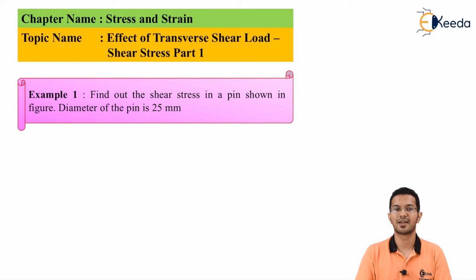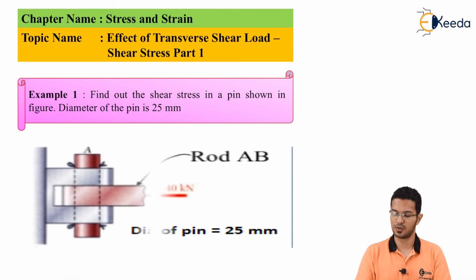Let's go for example number 1. Find out the shear stress in a pin shown in the figure. The diameter of the pin is 25 mm. Let's go for the solution, students. The solution says that the pin at A is in double shear with a total force equal to the force exerted by the boom AB.